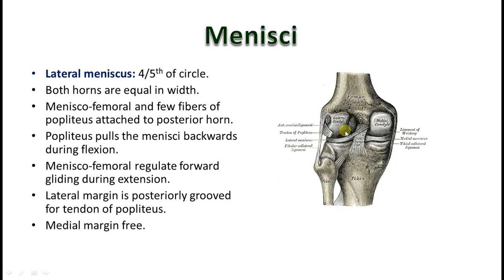So the menisci, the semilunar cartilages, divide the joint cavity. The upper surface is concave, the lower surface is flat. Lateral meniscus and medial meniscus. The medial meniscus is somewhat semilunar with a narrow anterior horn. The lateral meniscus forms 4/5 of a circle.